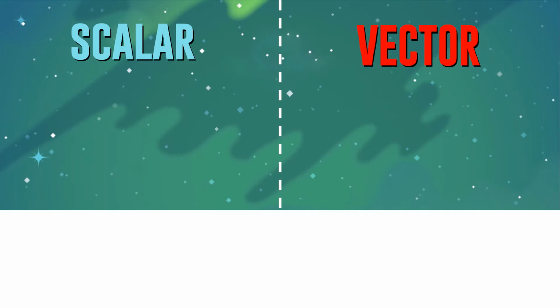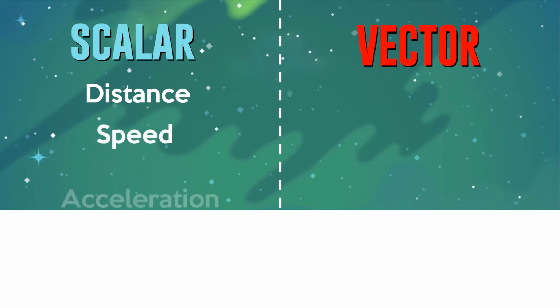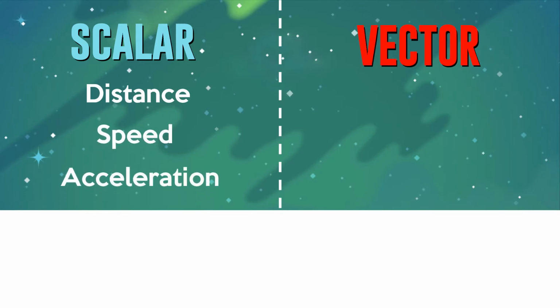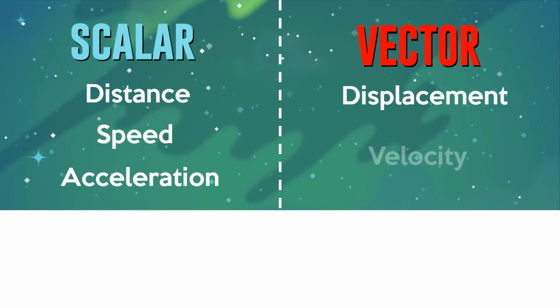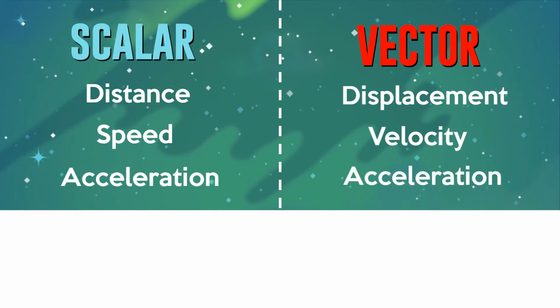We are to start first by reviewing our previous topic, which is scalar and vector quantities, but this time, how do we apply them in terms of motion in one dimension? So we have a few terminologies such as distance, speed, and acceleration. In terms of vectors, we have displacement, velocity, and acceleration. So what do we mean by these? Meaning, there are certain physical quantities that when we add a direction to them, they become vector quantities.